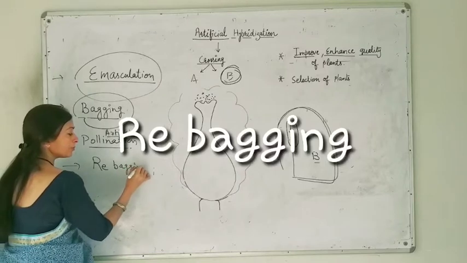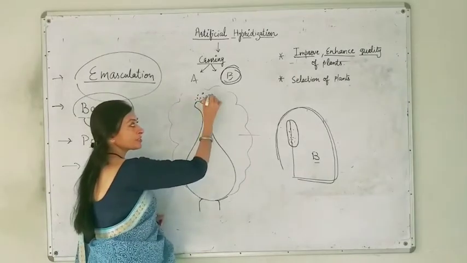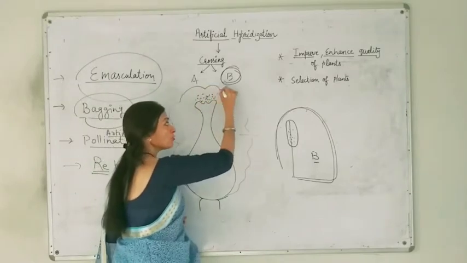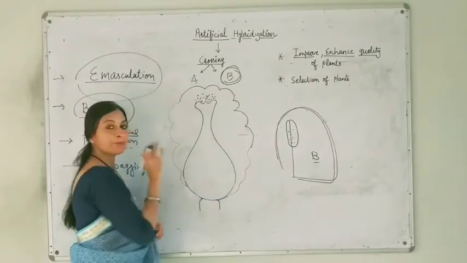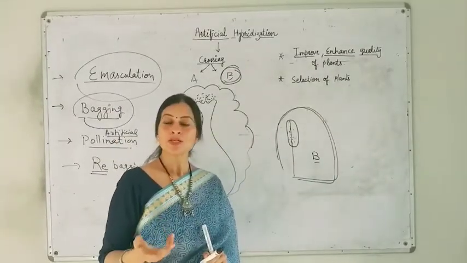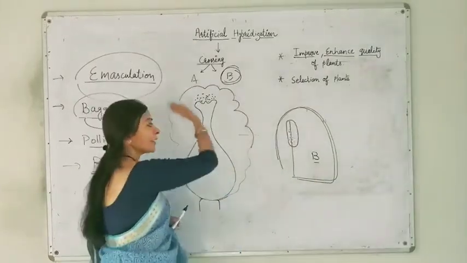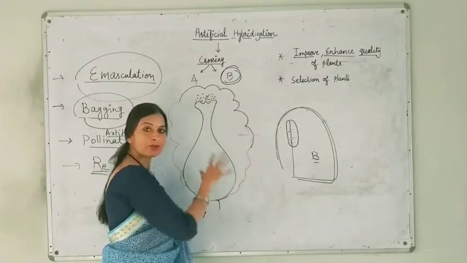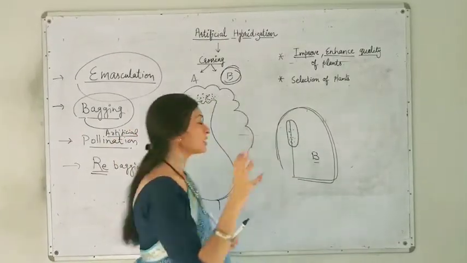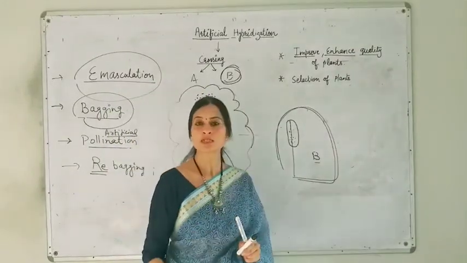Why rebagging? Because rebagging means again. Firstly, we removed the bag and dusted the pollen grains here, and then again we have to cover this pistil with the bag. Rebagging is required because pollination from natural agents can't be controlled if we haven't bagged it again. We have covered it again so that any undesired pollen shouldn't land on this stigma or mix with the pollens that we have dusted over its surface.